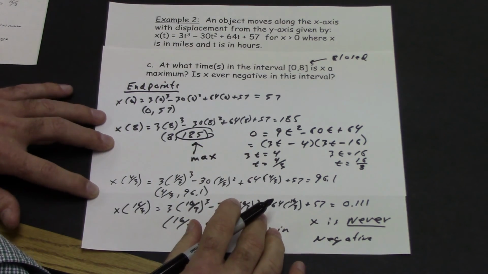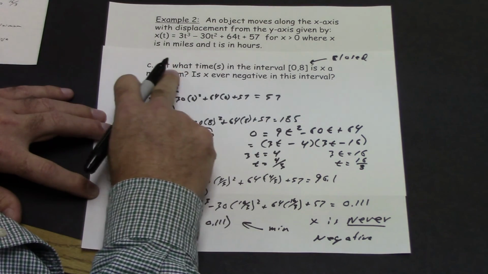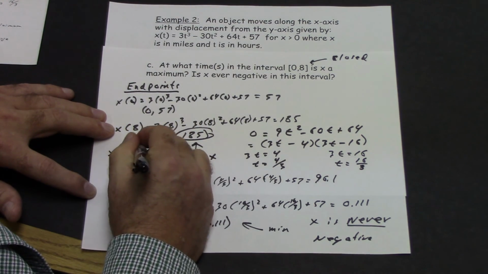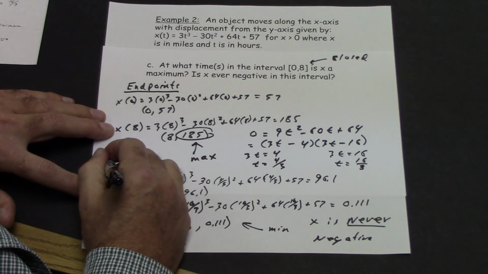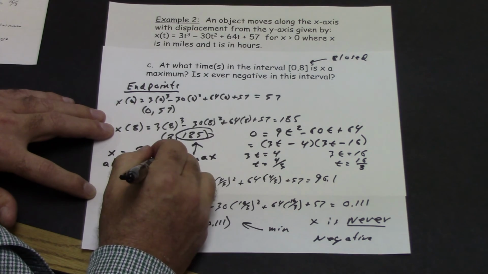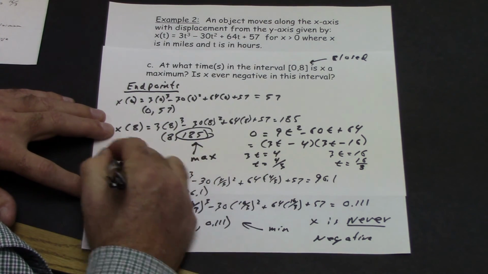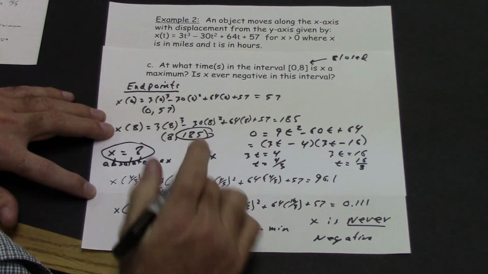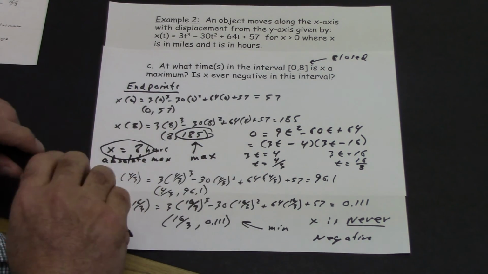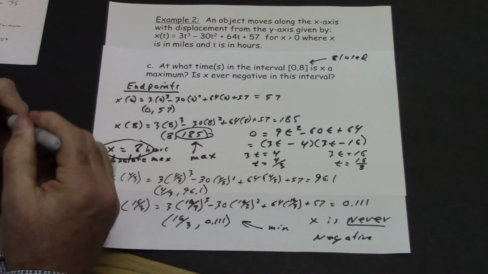And so we have an absolute maximum at, let's see, what we were asked for, at what time? So at t equals 8, that's the absolute maximum. We're asked for the time value, so at t equals 8 hours. So let me get that in there too. So at 8 hours, we have an absolute maximum value.